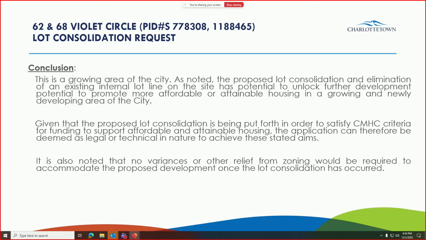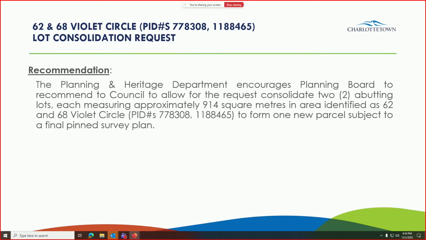And so on that note, our recommendation to the planning board is that Planning and Heritage Department encourages planning board to recommend to council to allow for the request to consolidate two abutting lots, each measuring approximately 914 square meters in area, identified as 62 and 68 Violet Circle, PID numbers 778308, 1188465, to form one new parcel subject to a final pinned survey plan. So that's a summary of the request and recommendation. I'll turn it back to the chair for any discussion.